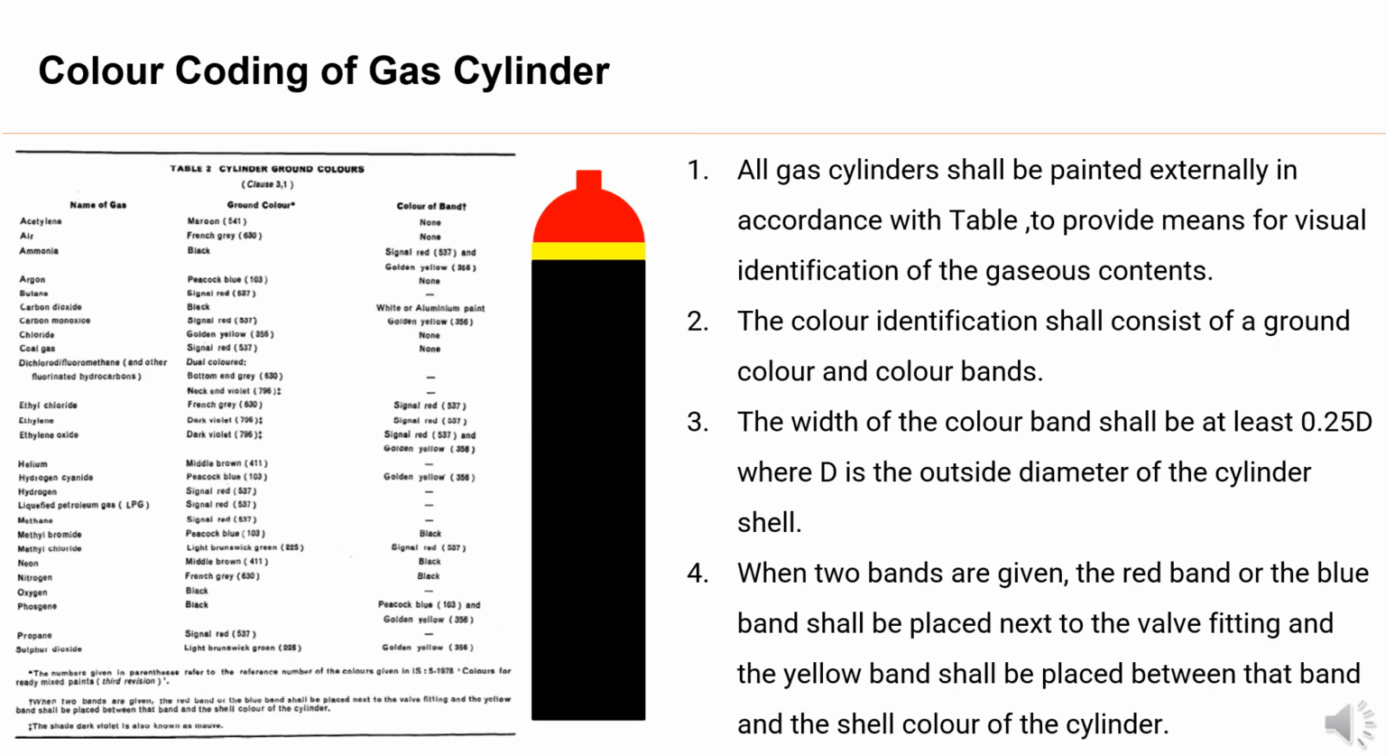All gas cylinders shall be painted externally in accordance with table, to provide means for visual identification of the gaseous contents. The color identification shall consist of a ground color and color bands. The width of the color band shall be at least 0.25 d, where d is the outside diameter of the cylinder shell. When two bands are given, the red band or the blue band shall be placed next to the valve fitting and the yellow band shall be placed between that band and the shell color of the cylinder.